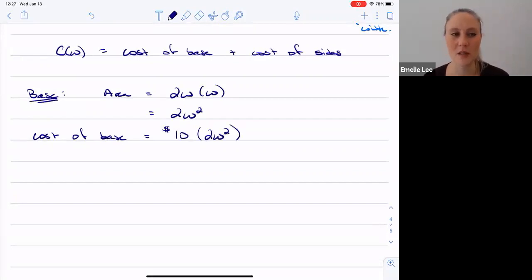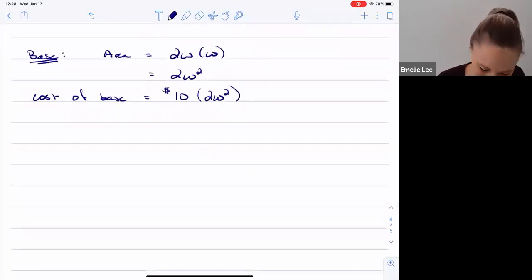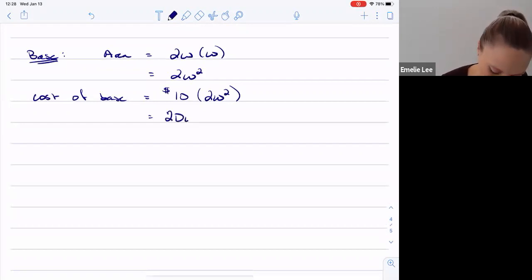I'm going to ditch the units, right? I just want to highlight that that $10 is the dollar amount. But from here on out, I'll add the dollars on maybe at the end. I'm not too hung up on units. I tend to forget about units. I know in chemistry and physics, even biology, units are super important. In math, we'll get there. So here, the cost of the base, if I expand this in, is going to be 20W squared.